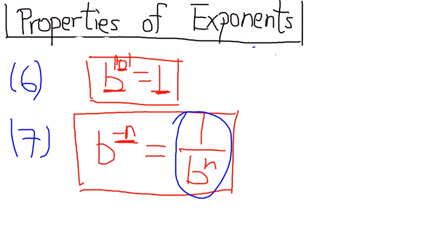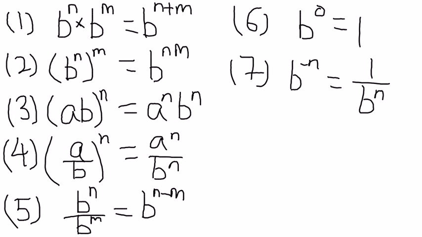So to summarize this lecture, we have the following 7 properties. Please review all of them on your own, and in the next video we'll do a couple of examples just to illustrate how to use them effectively to simplify any kind of algebraic expressions.